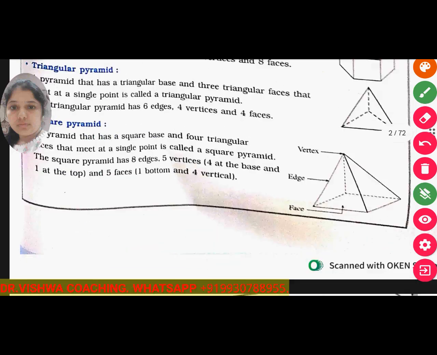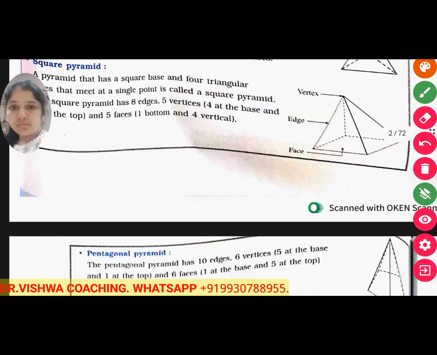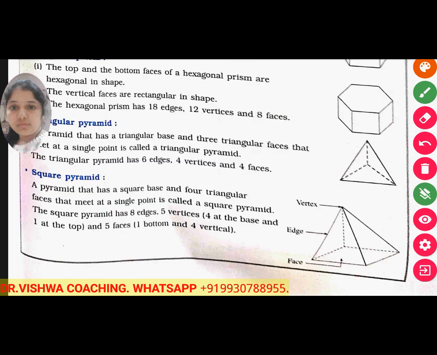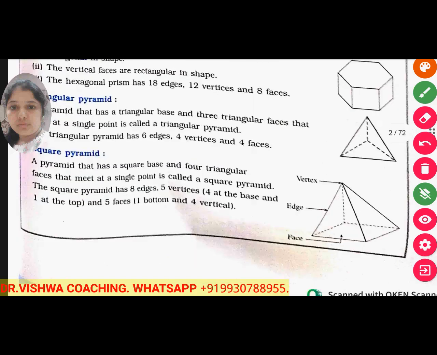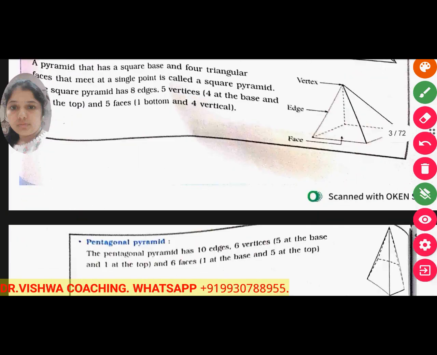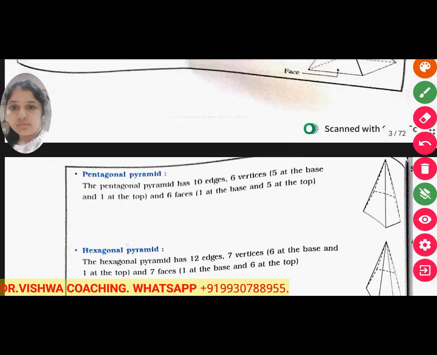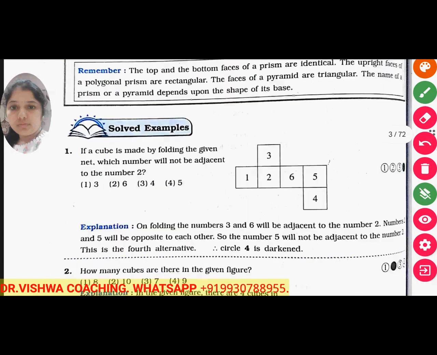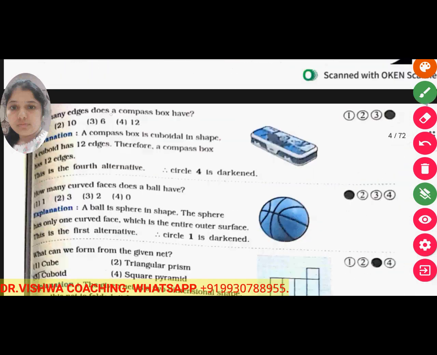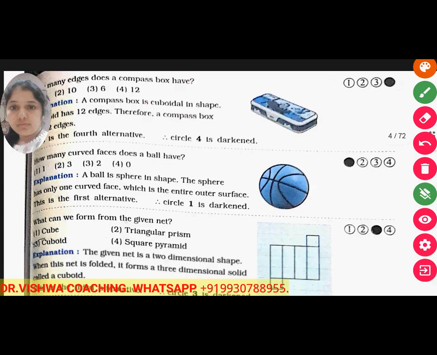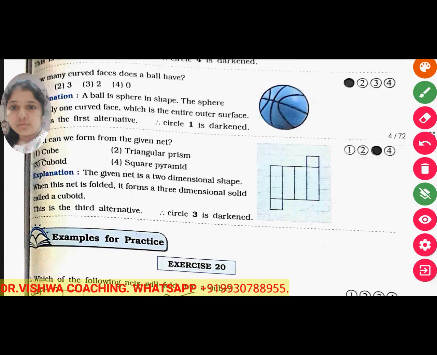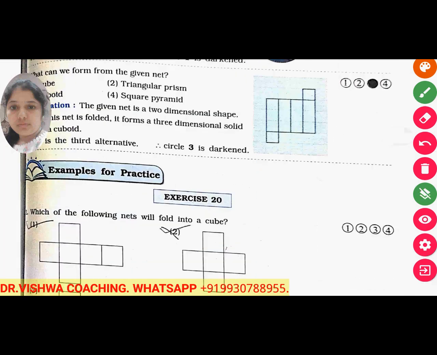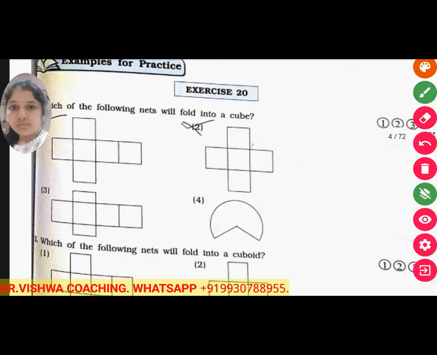So all these things you have to keep in your mind: how many faces, how many vertices, how many edges it has. How many edges and faces does a square pyramid have? All these things you must learn by heart as you move ahead to solve the problems based on this topic. Now we'll directly move to the practice exercise. I will take some sums. It is very easy. You have to apply your logical thinking and you can solve it.